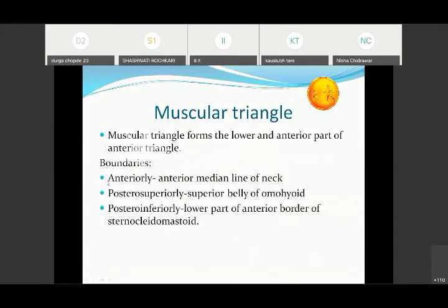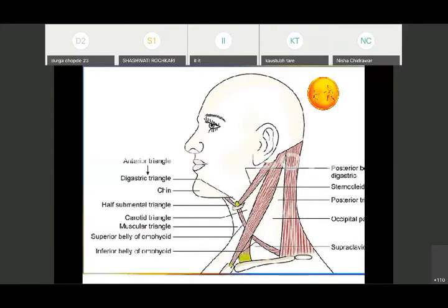Repeating the boundaries: anteriorly, the anterior median line of the neck; posterior-superiorly, the superior belly of omohyoid; and posterior-inferiorly, the lower part of the anterior border of the sternocleidomastoid muscle. So this is the muscular triangle.